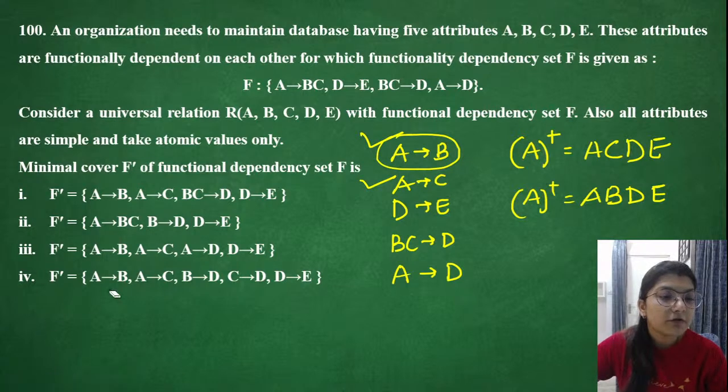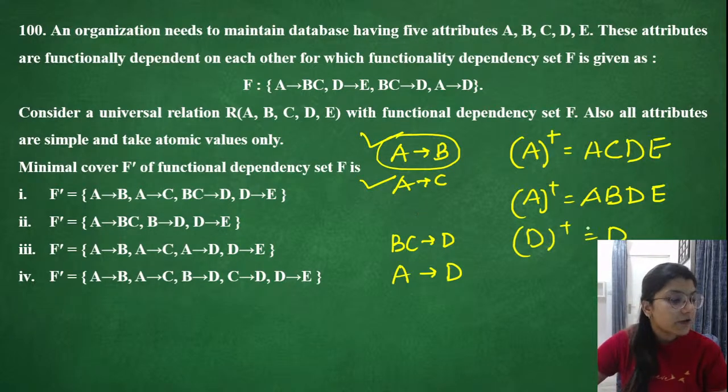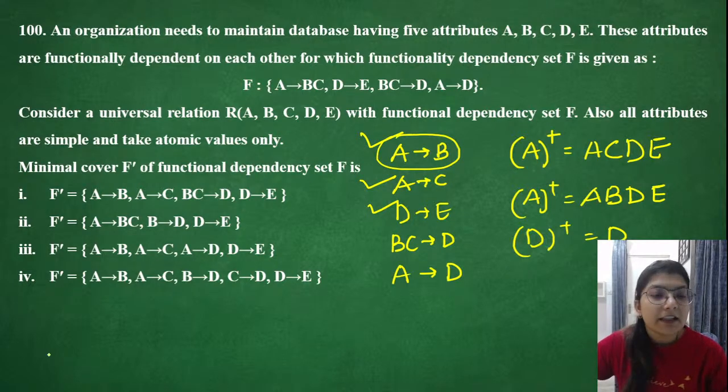Now we will try to find the closure of D by removing this functional dependency. So closure of D will be only D. So what I should get is E as well, but I am not able to find E. So D determines E is also a useful functional dependency. Then what we will do?